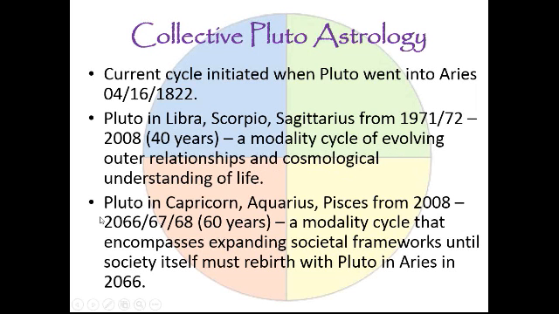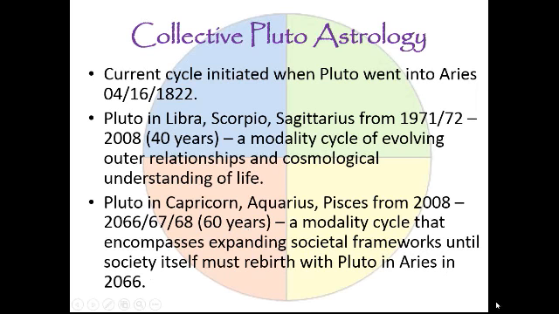And when Pluto went into Capricorn, it started a new modality cycle that encompasses expanding societal frameworks until society itself must rebirth with Pluto in Aries. And the next cycle is initiated in 2066. So look at this, expanding societal frameworks. We've only had Pluto in Capricorn since 2008. We've got to go through Pluto in Aquarius yet. You talk about watching society change over the next 60 years.